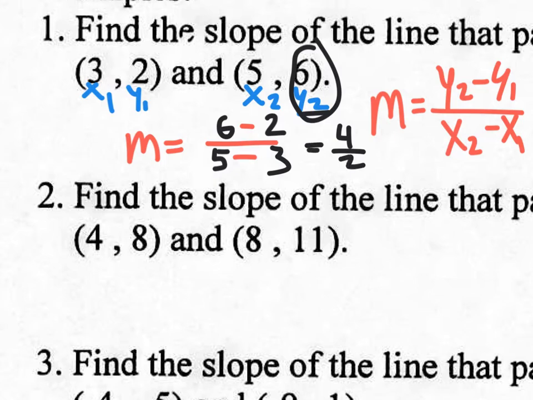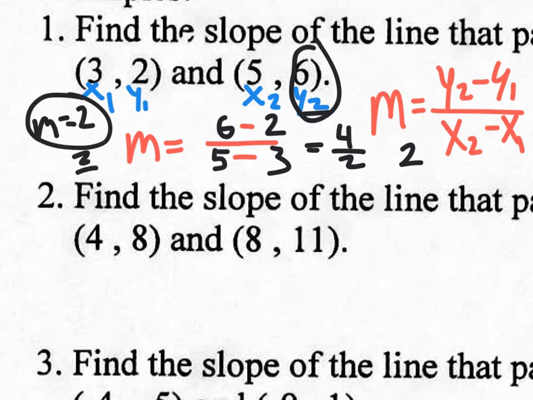However, that could be reduced either to 2, or you could leave it as a fraction, 2 over 1. So m equals 2 is an acceptable answer, or you could say 2 over 1. Sometimes we leave it like a fraction just in case we're asked to graph. You could easily see that you're rising 2 and running 1, okay? So I hope that helps.